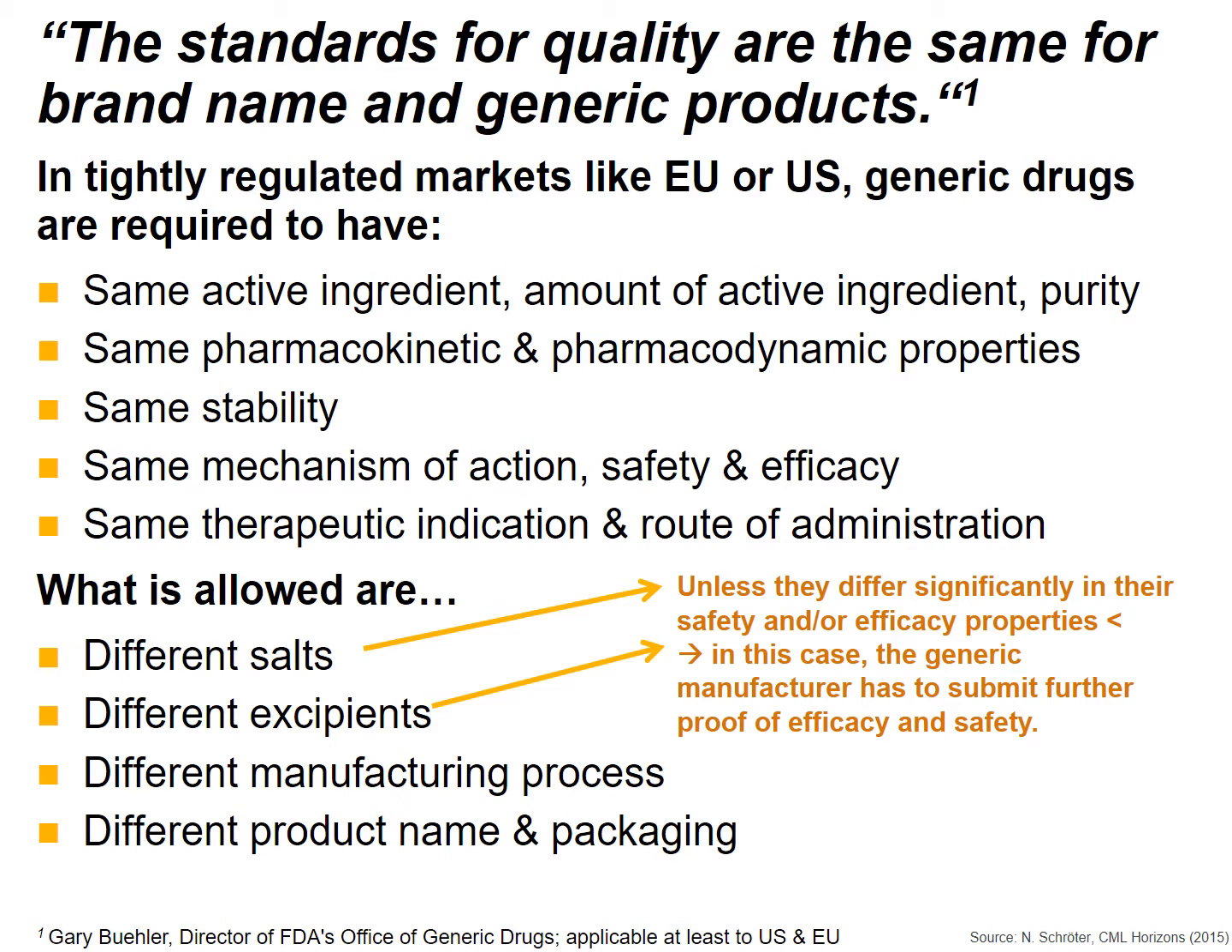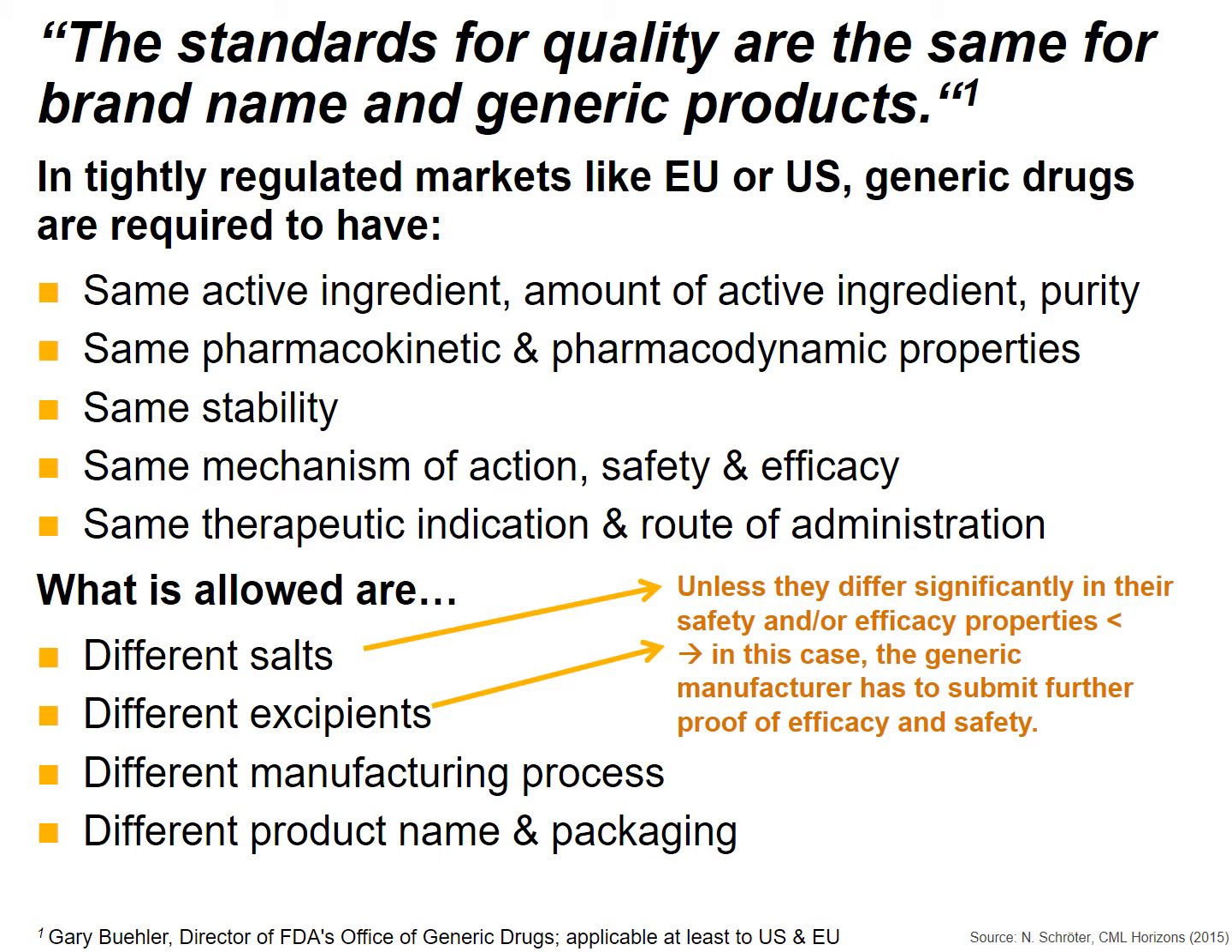So when the drug is on the shelf for 3 months, 6 months, whatever, it needs to be as stable and is not allowed to degrade quicker than the original. It needs to have the same mechanism of action, the same safety and efficacy, and it needs to be approved in the very same therapeutic indication, so the same disease and the same prerequisites of disease. It needs to have the same route of administration, for example, taken orally as a pill. But some differences are allowed, which are mainly due to manufacturing.